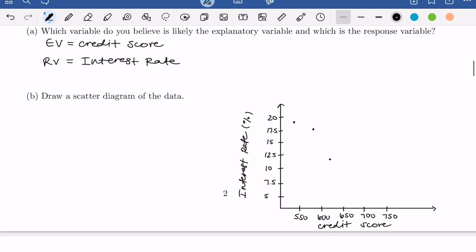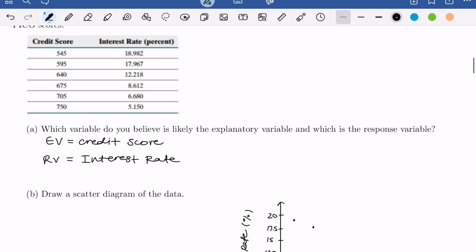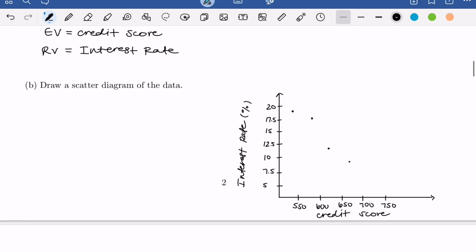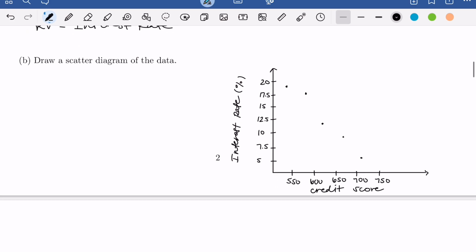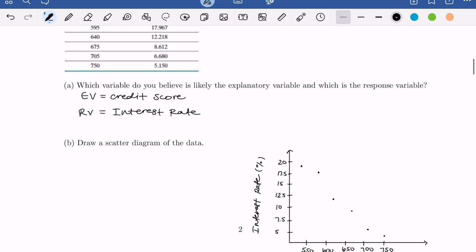675 and almost 9%. Maybe right around there. 705 and about 6.5%. Maybe right around there. And then lastly, 750 and a little over 5%. All right, so that's what our scatter diagram would look like.